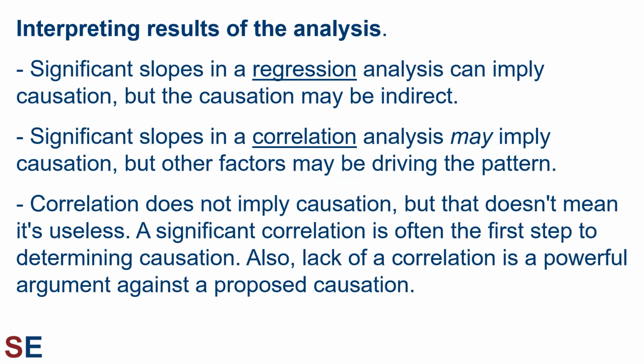After all the math is said and done, we have to interpret the results of our analysis. Significant slopes in a regression analysis can imply causation, but the causation may be indirect. Just because we have measured x and see a change in y, that doesn't mean there aren't intermediate steps that may be important between x and y. Significant slopes in a correlation analysis may imply causation, but other factors may be driving the pattern, so we need to interpret our results with caution.